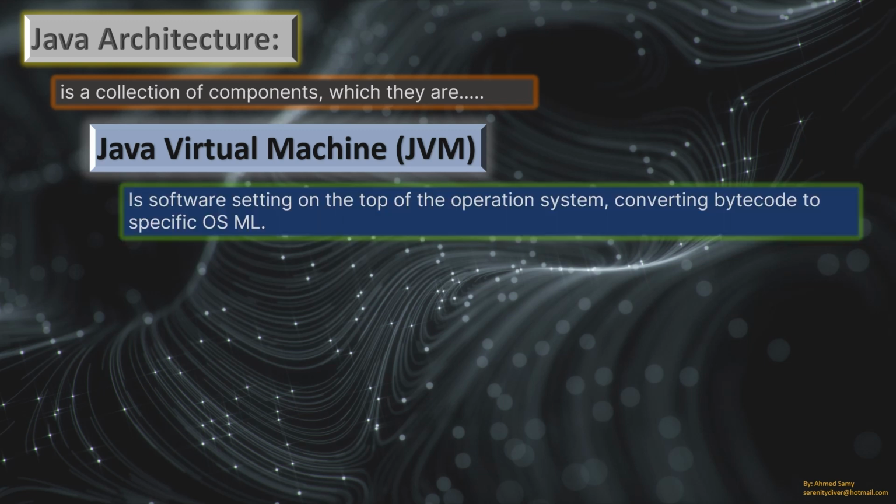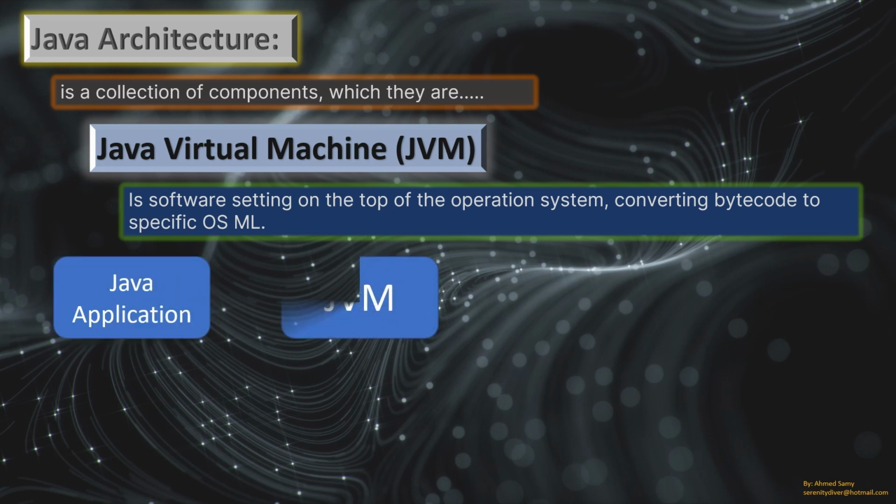JVM is software sitting on top of the operating system which you are using. It will convert the bytecode to the specific operating system's machine language which you are using, like if you are using Windows, Apple, or Linux, for example. After that, we are going to check the workflow between the application and the JVM.